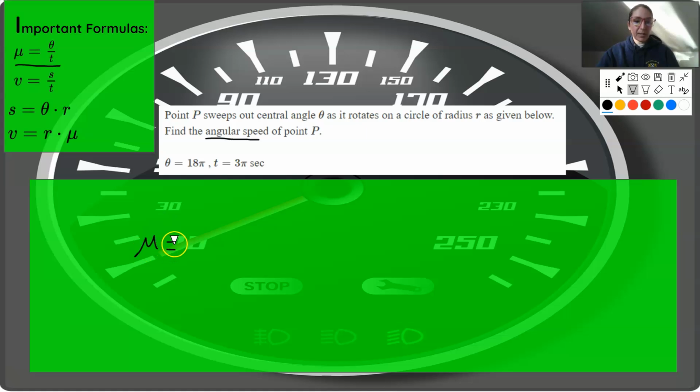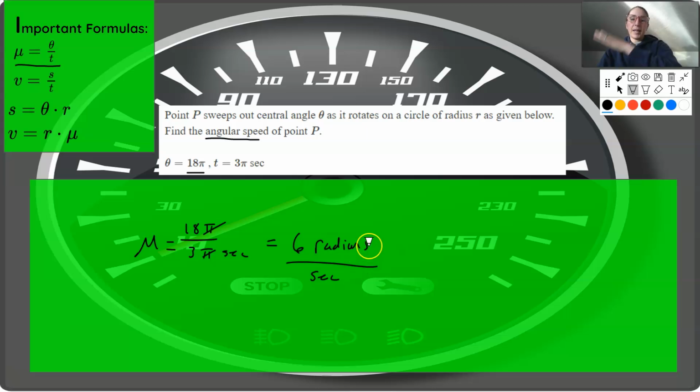So angular speed is equal to theta over time. Theta is 18 pi over time, which is 3 pi seconds. So our mu, then pi's cancel. 18 over 3 is 6. 6, and then are we in radians? 6 radians per second. Okay. Angular velocity.